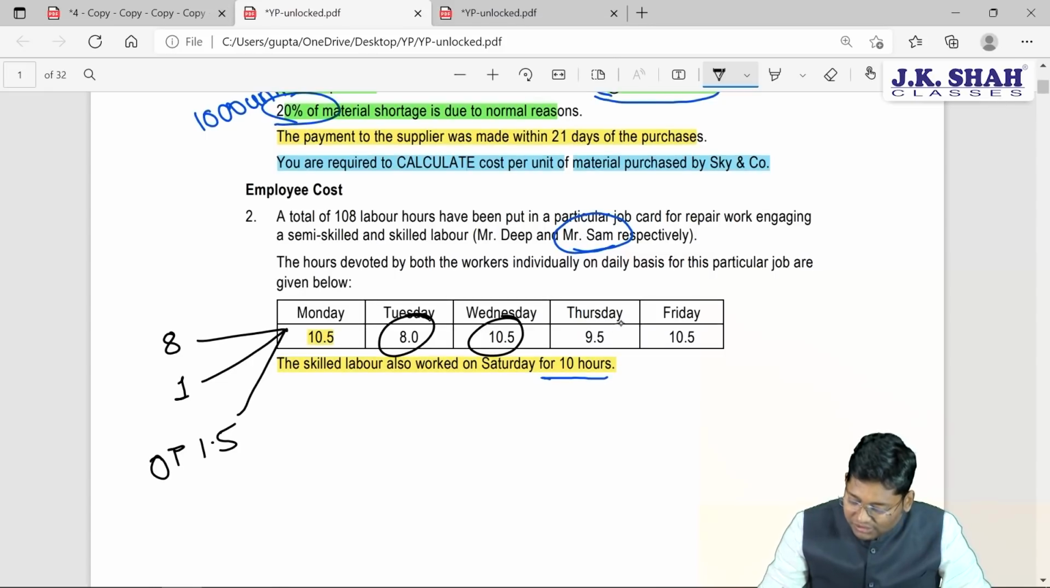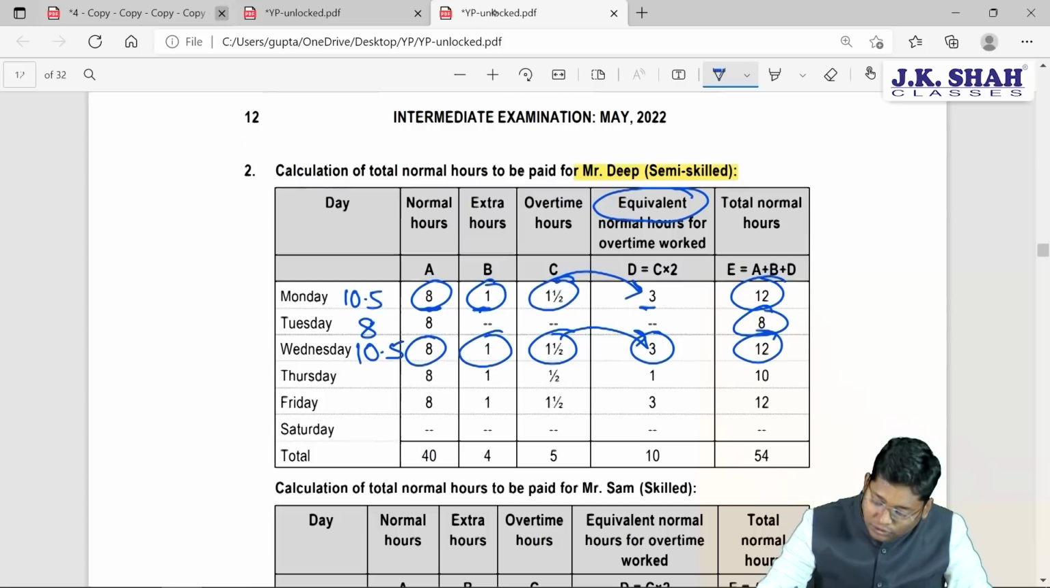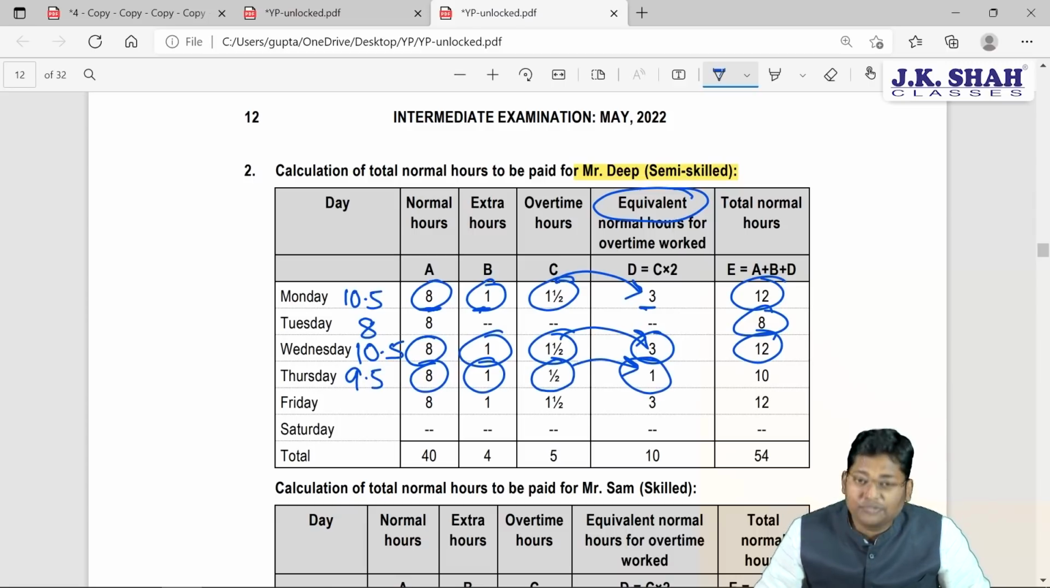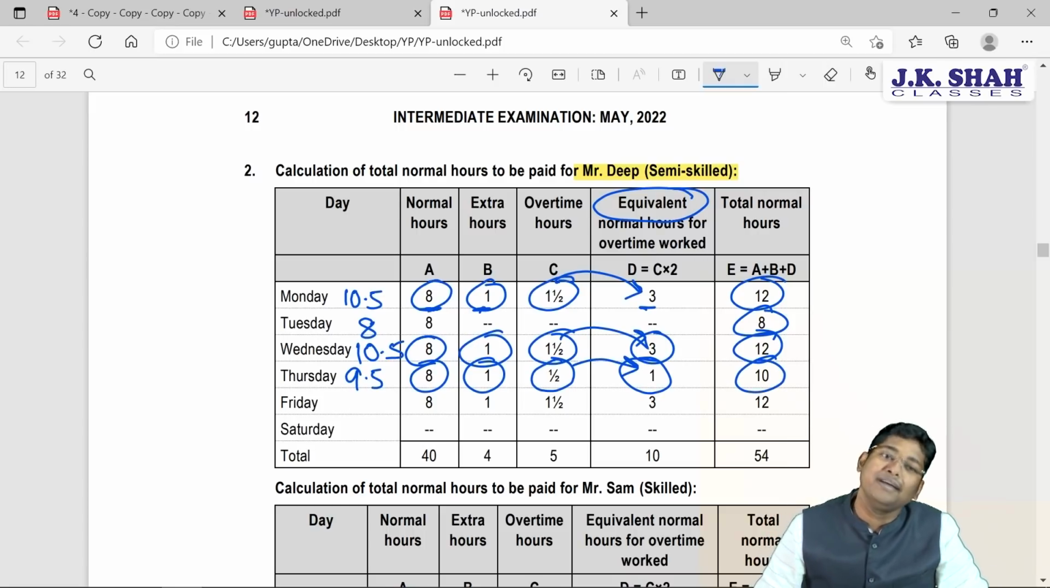As far as Thursday is concerned, the total number of hours the worker worked is 9.5. So we should bifurcate this 9.5. Out of 9.5, 8 hours are normal hours, 1 hour is extra hour, which is to be paid at normal rate. The extra half an hour is to be paid at double rate. That's why double hours are considered. 8 plus 1 is 9, 9 plus 1 equivalent overtime hours. So total payment is to be made for 10 hours.